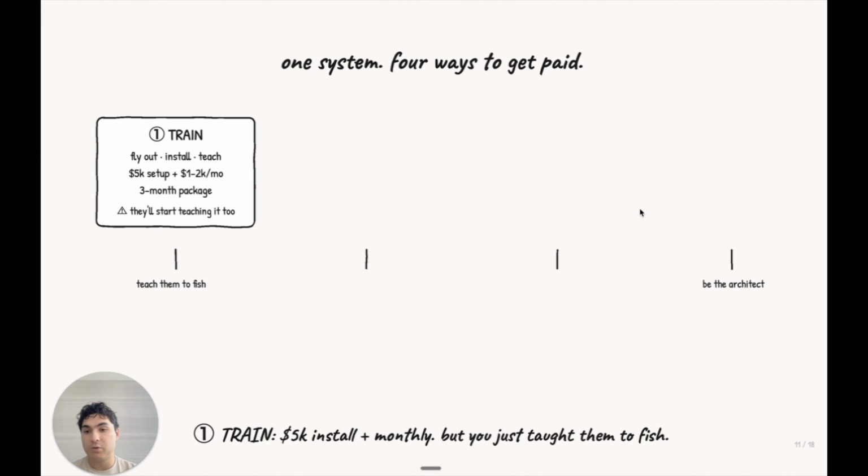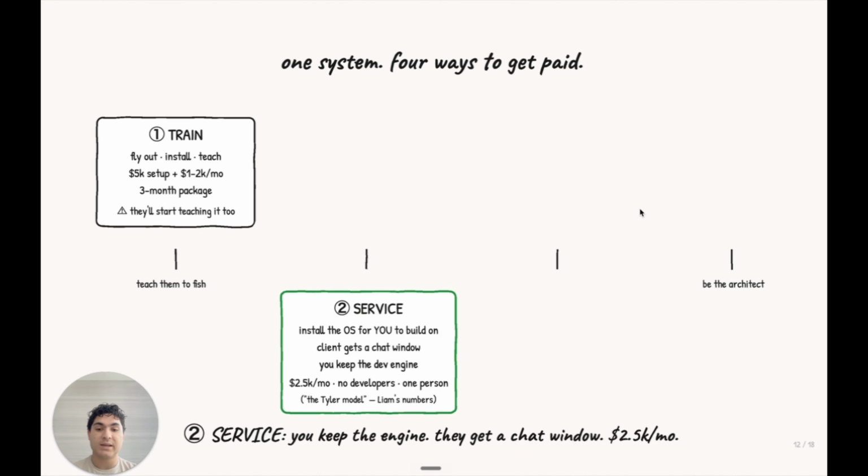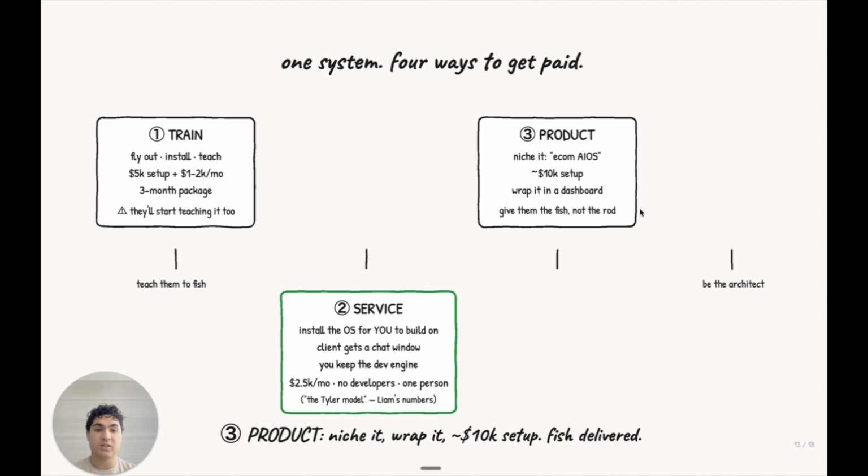You add a setup, you add the monthly, and it's a 3-month package. So that's how it is, that's the train. You go out and you actually train them. Second is the service. So you install the OS for your clients to actually get a chat window. You keep the dev engine, so 2.5K a month, no developers, 1 person, right? That's the service model. Third is the product.